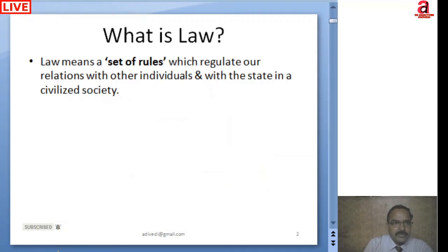Now the question comes, what is law? Law means a set of rules which regulate our relations with other individuals and with the state in a civilized society. Law is almost a universal need. No society can exist without a legal order. Without law, there would be complete anarchy in society. That's why we regard rule of law as the essence of a civilized society.